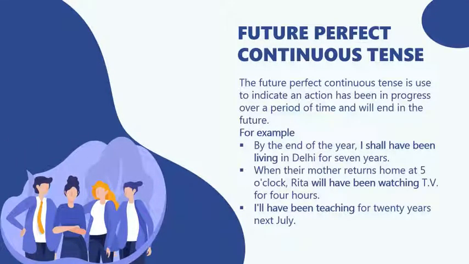Let's see the next form of future tense, future perfect continuous tense. The future perfect continuous tense is used to indicate an action that has been in progress over a period of time and will end in the future. For example, by the end of the year, I shall have been living in Delhi for 7 years. When their mother returns home at 5 o'clock, Rita will have been watching TV for 4 hours. I'll have been teaching for 20 years next July.